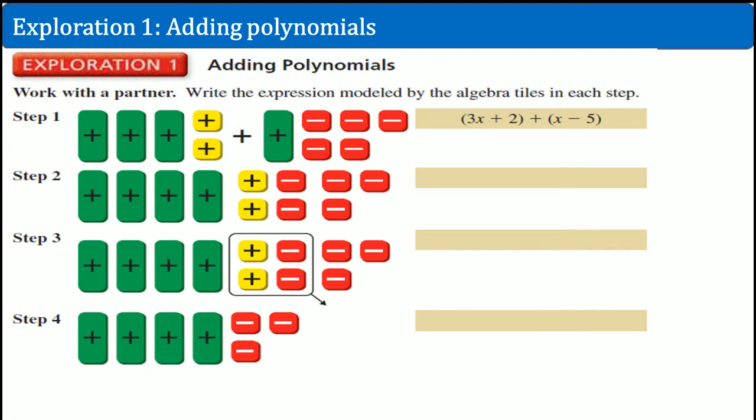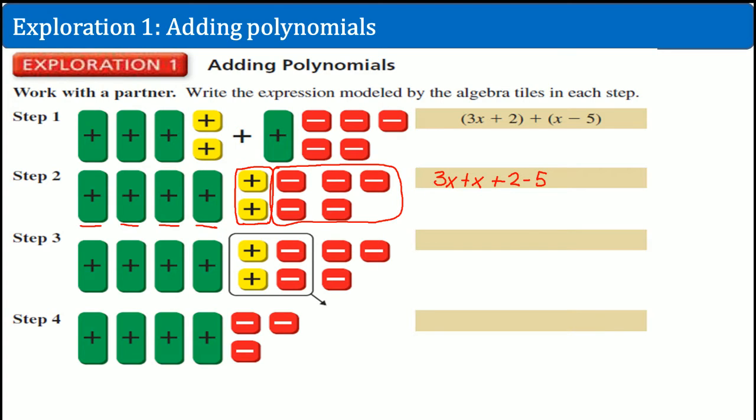Okay, so our second step, it seems like it's grouped. Here you have 1, 2, 3, 4 green tiles. So it seems like the 3x is going to be added to the x. Okay, then you also had these 2 yellow ones, that is that plus 2. Okay, this is the plus 2. Then you have still these 5. Okay, so that should be your negative 5.